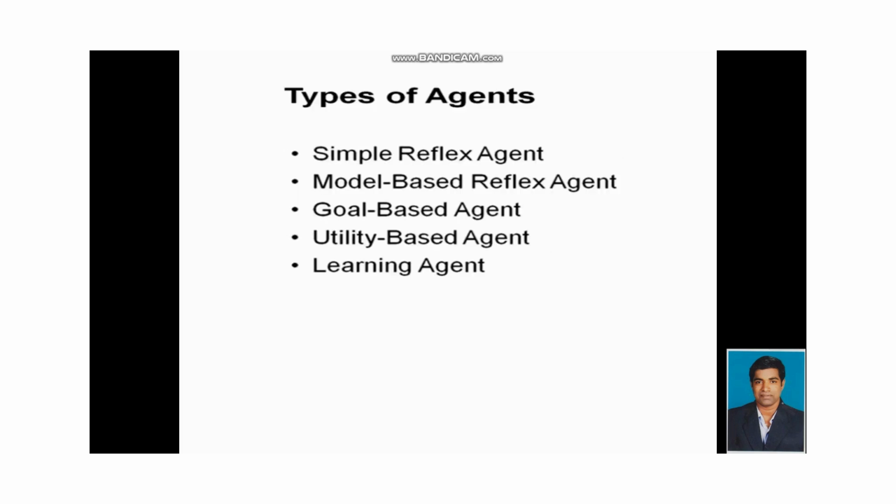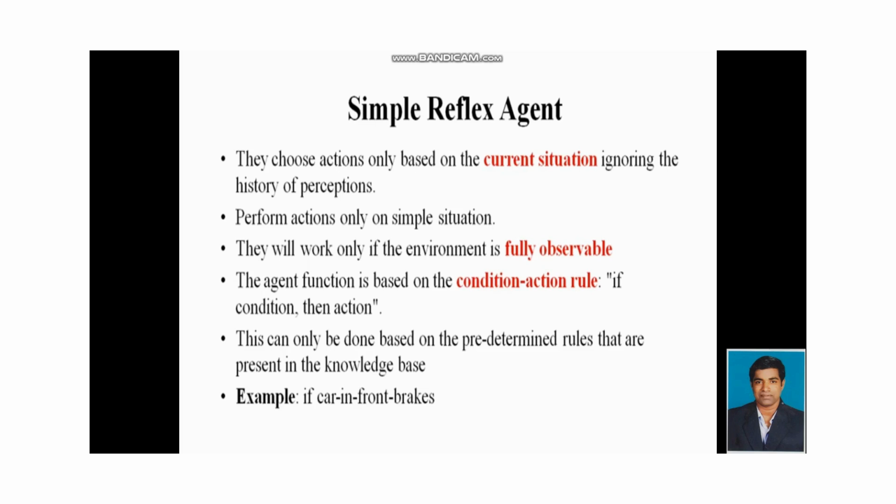Types of agents: simple reflex agent, model based reflex agent, goal based agent, utility based agent, and learning agent. First one, the simple reflex agent. They choose actions only based on the current situation, ignoring the history of perceptions. They perform actions only in simple situations. They will work only if the environment is fully observable.